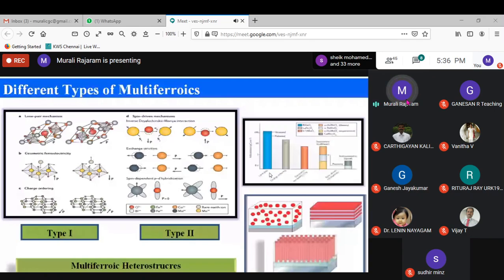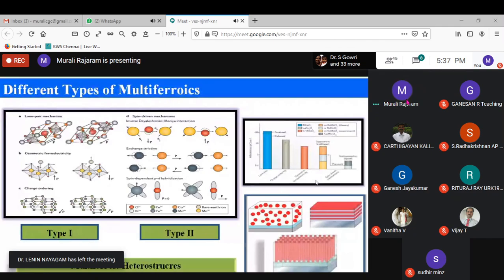Then the lone pair materials. This class of materials has a very high polarization, one of the highest known so far, around 90 microcoulomb per centimeter square in bismuth ferrite. That's why there is quite a lot of work on this material. Bismuth ferrite is especially interesting because it is an antiferromagnet, you can make it a ferromagnet, and it has a very huge electrical polarization, like 90 microcoulomb per centimeter square.